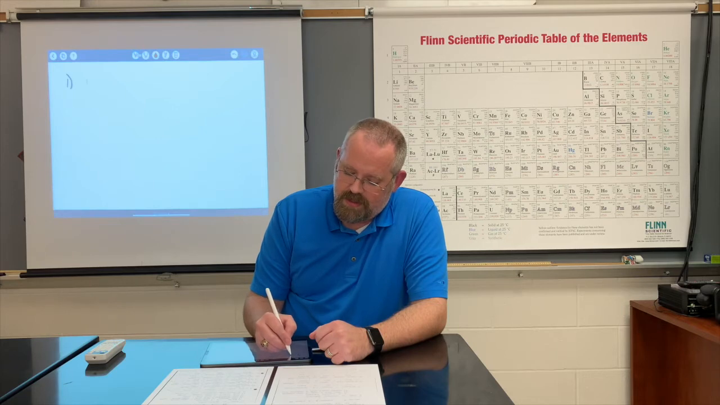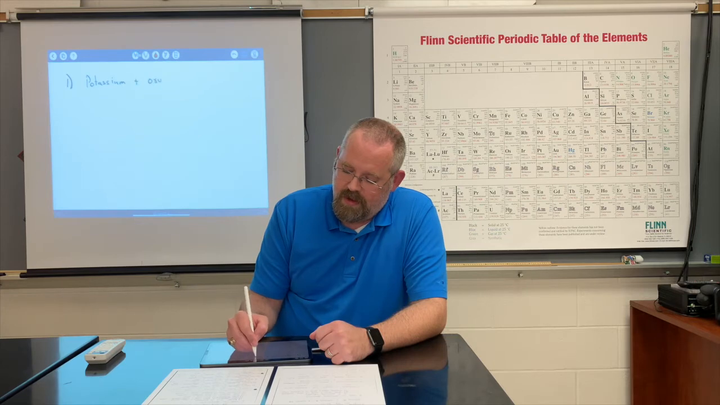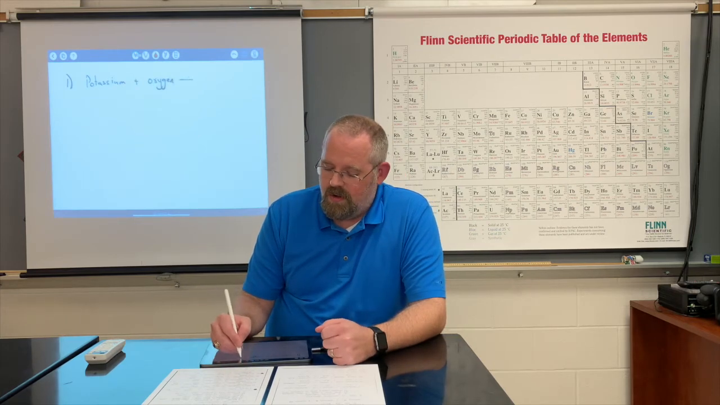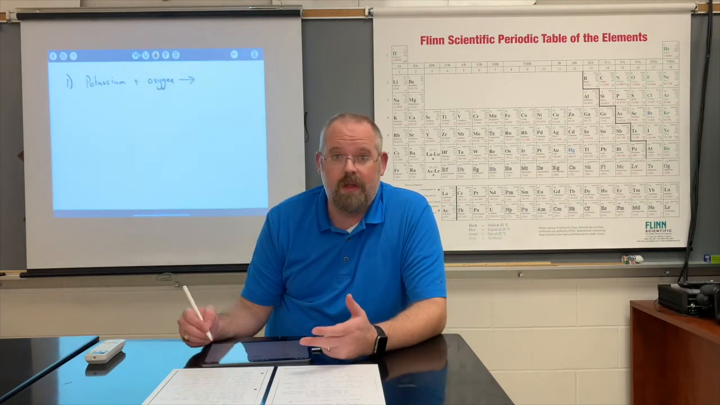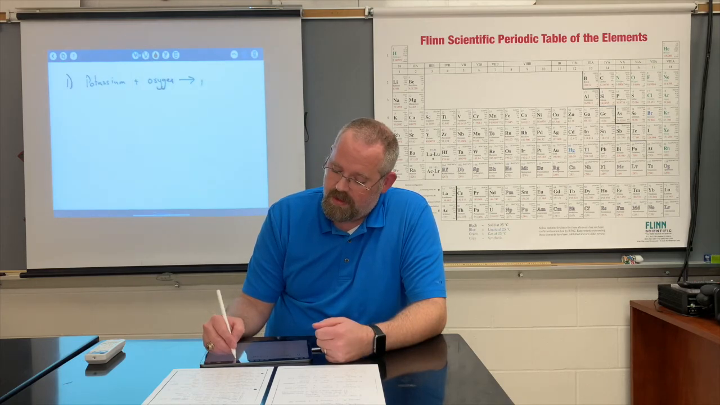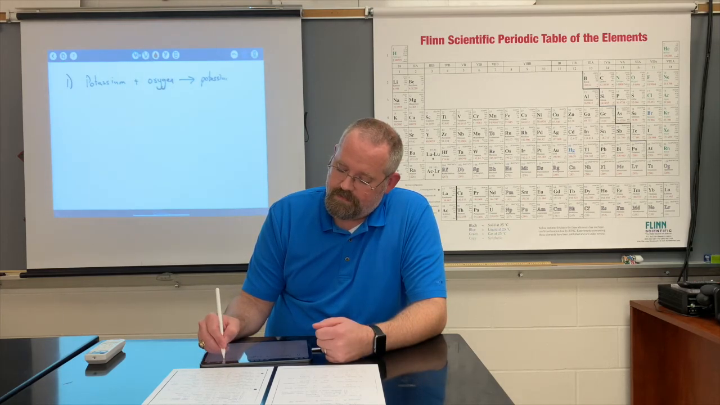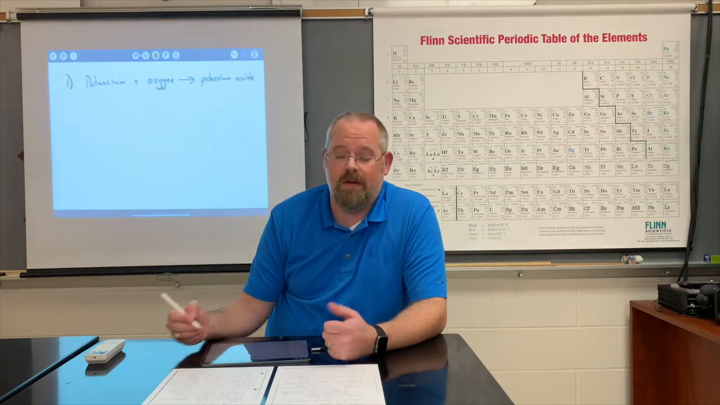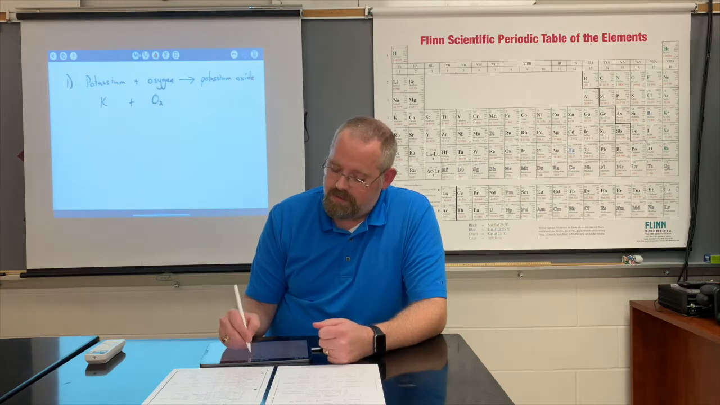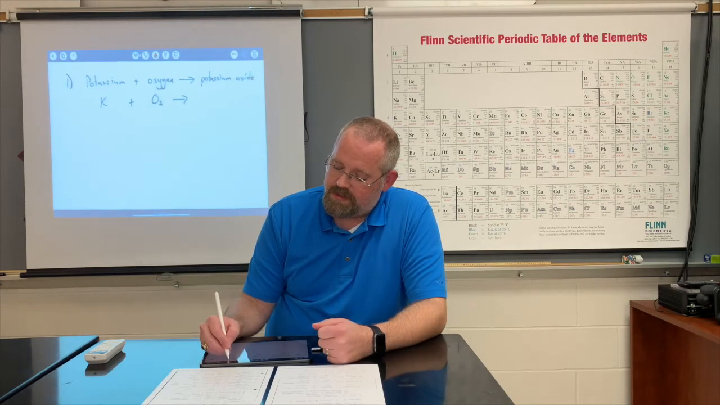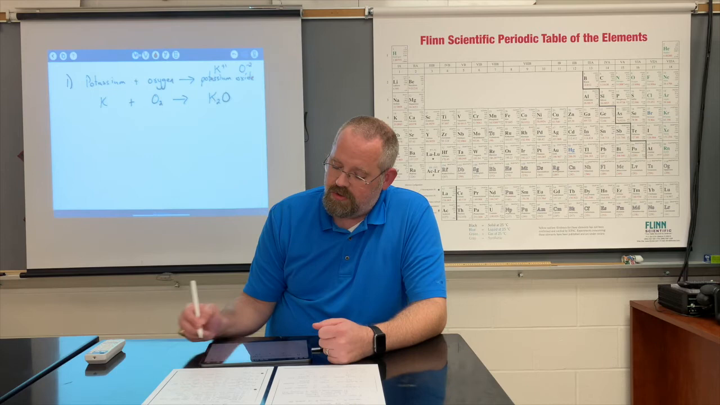We'll start with our first. We'll do a very simple potassium plus oxygen. Now the whole purpose of this is we need to be able to predict what our products are going to be. So we know that this is going to be two elements, so it's going to make a binary compound, which will be potassium oxide. Now we make our formulas. So potassium is K, oxygen, diatomic O2 yields potassium oxide. Potassium is a +1, oxygen is a -2, so I get K2O.